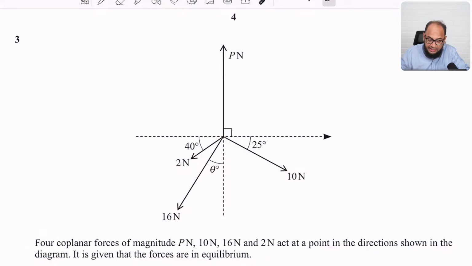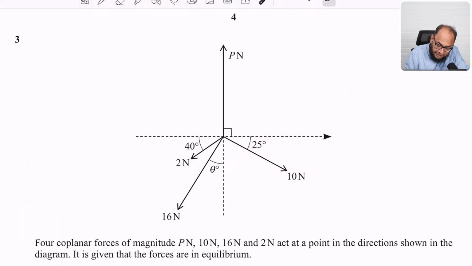Find the values of theta and P. Now the rule is any force which is at an angle needs to be resolved. So 10 Newton is at an angle of 25 degrees. 2 Newton is at an angle of 40 degrees with the horizontal. But 16 Newton is at an angle of theta with the horizontal.